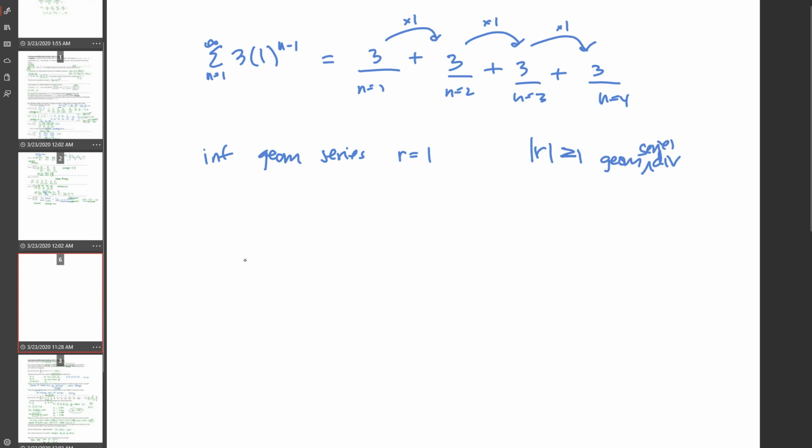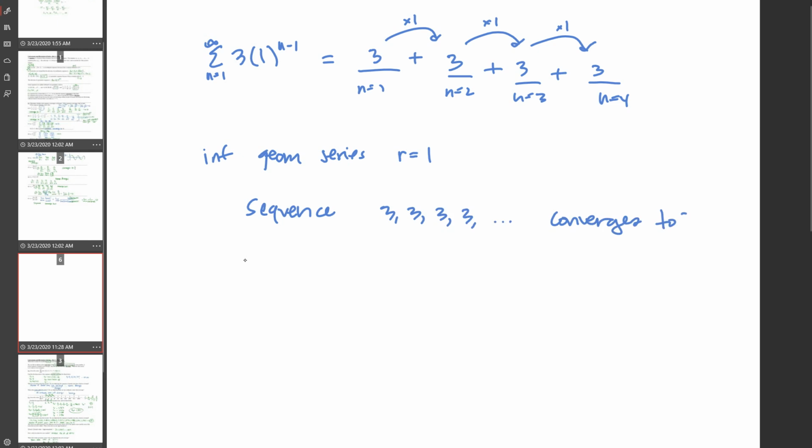But this is kind of interesting. This is why it's important to understand the difference between sequences and series. Look at this sequence. This sequence is 3, 3, 3, 3. Does this sequence converge or diverge? This sequence actually converges to 3. But let's look at this series. This series is 3 plus 3 plus 3 plus 3. This series actually diverges.